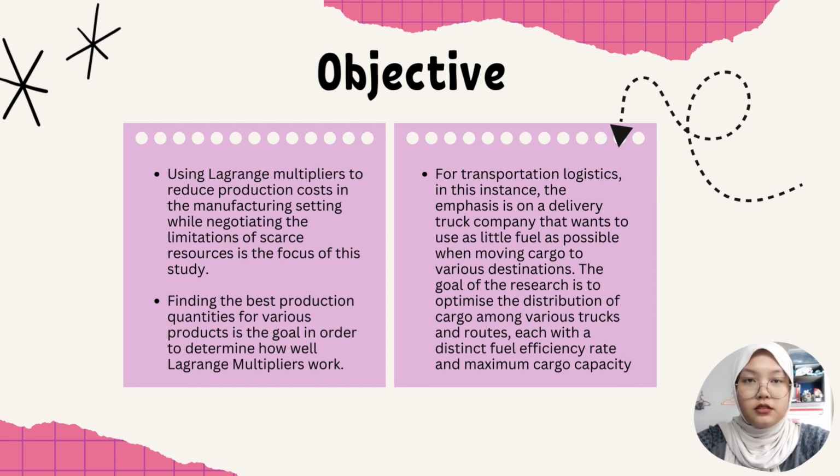I'm going to explain the objective. Using Lagrange multipliers to reduce production costs in the manufacturing setting while negotiating the limitation of scarce resources is the focus of the study. Finding the best production quantities for various products is the goal in order to determine how well Lagrange multipliers work. For transportation logistics, in this instance, the emphasis is on a delivery truck company that wants to use as little fuel as possible when moving cargo to various destinations. The goal of the research is to optimize the distribution of cargo among various trucks and routes.